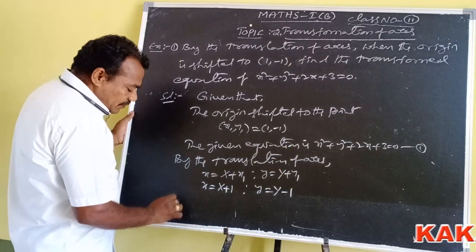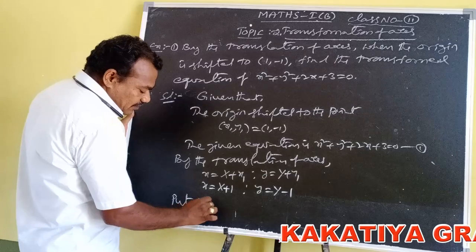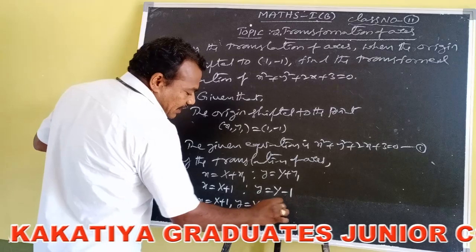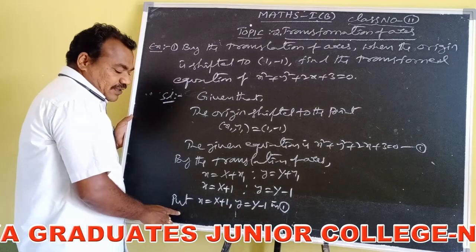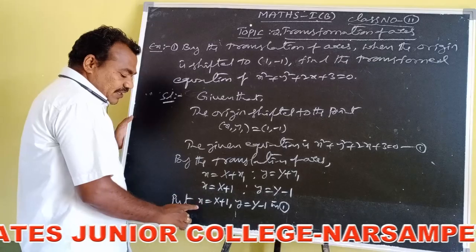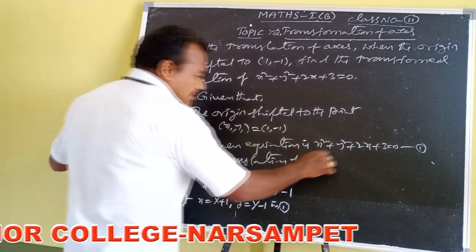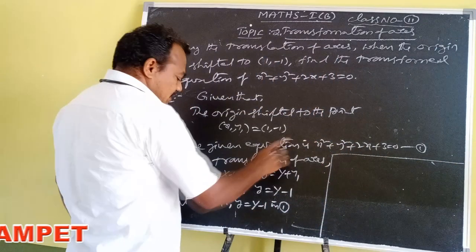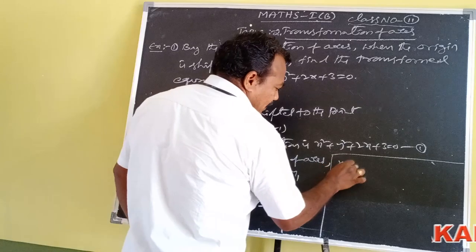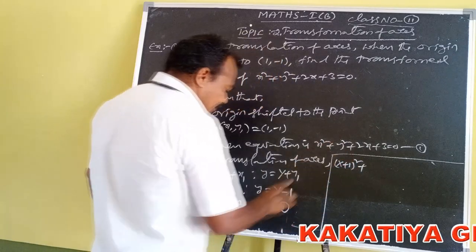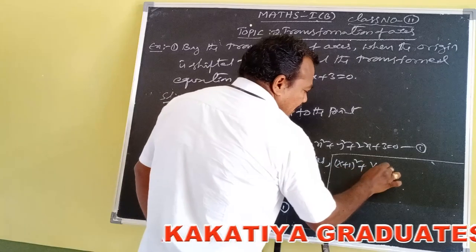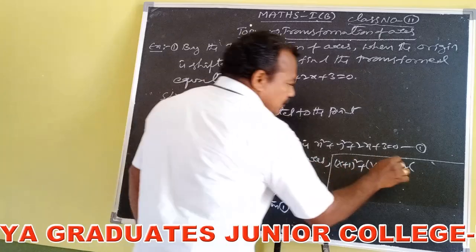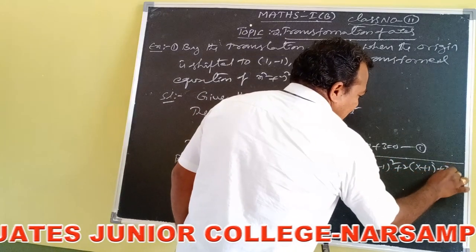Here, substituting these values, small x is equal to capital X plus 1 and small y is equal to capital Y minus 1 in equation number 1. For getting the transformed equation of the given equation, we are substituting these values in the given equation 1. This equation becomes (X plus 1) whole square plus (Y minus 1) whole square plus 2 times (X plus 1) plus 3 is equal to 0.